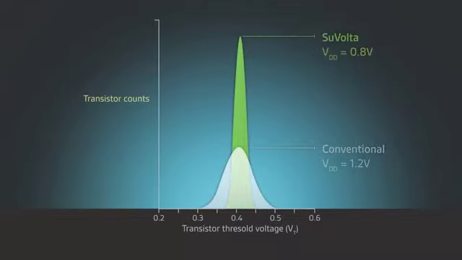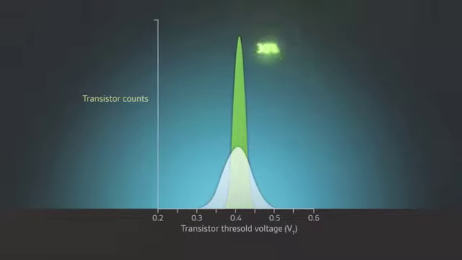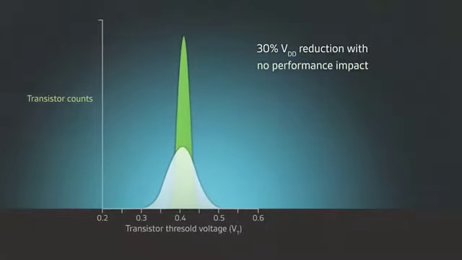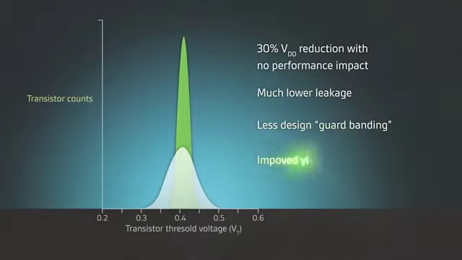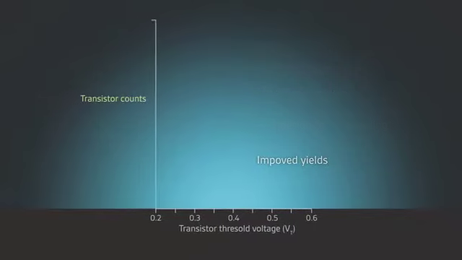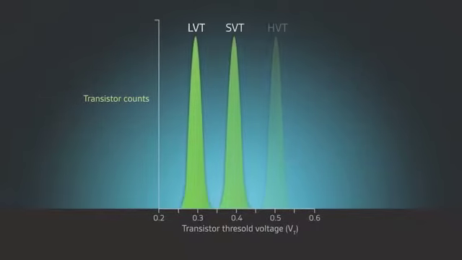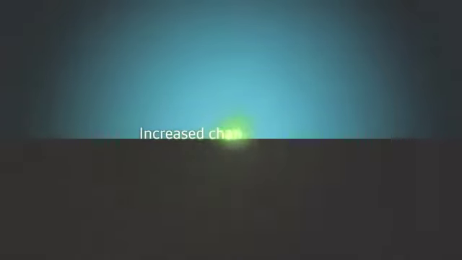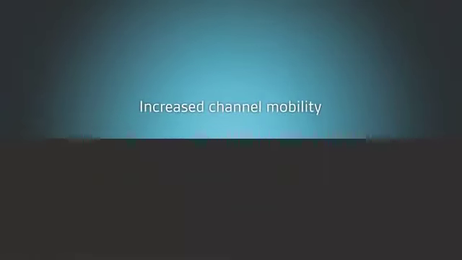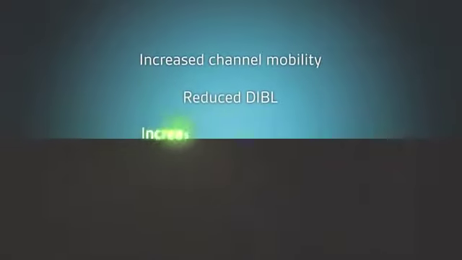As a result, chips designed using DDC transistors have 30% VDD reduction with no performance impact, much lower leakage, less design guard banding, and improved yields. In addition, DDC transistors allow for the setting of multiple VTs, which is vital for today's low-power products. Besides the benefit of significant VT variation reduction, DDC transistors display increased channel mobility for increased drive current, reduced DIBL, and increased body coefficient for better VT control, all of which lead to further reductions in power with higher speed.